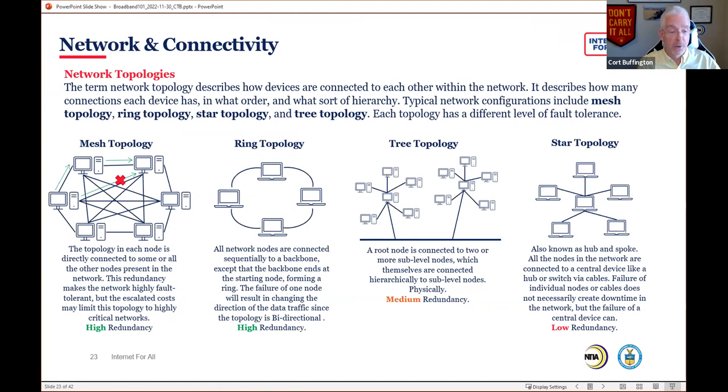Mesh networks are also real expensive because if you think about that as like long haul fiber connections, that's a lot of fiber and that's a lot of very expensive equipment that has to light that fiber at the high speeds that we see in long haul networks.